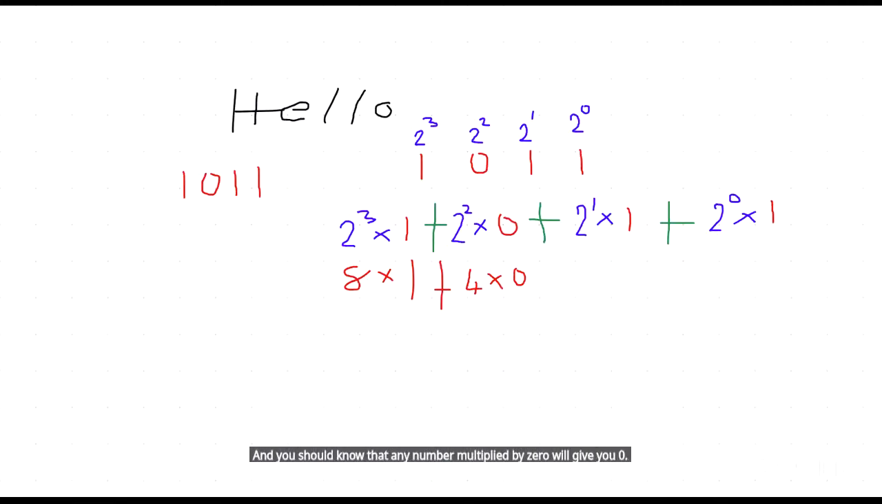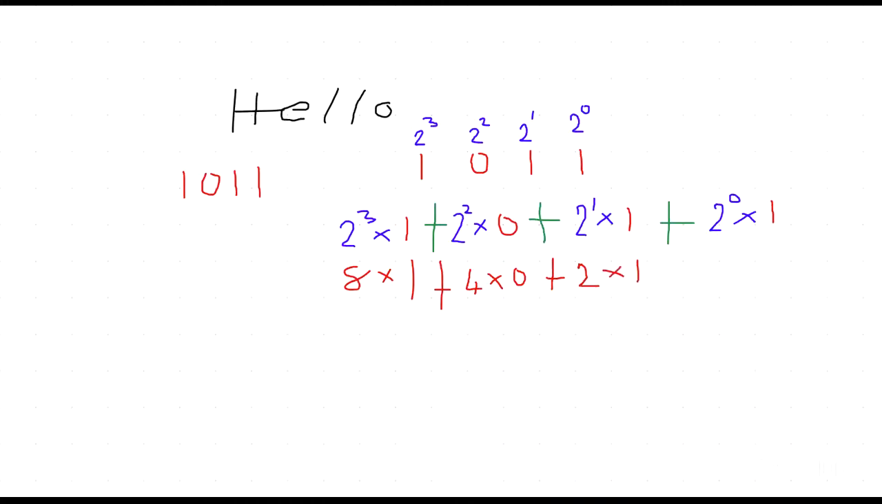So plus 2 raised to power 1 is 2 times 1, plus 2 raised to power 0, which is 1. Any number raised to power 0 is 1. Any number raised to power 0 is 1. 1 times 1 is 1.